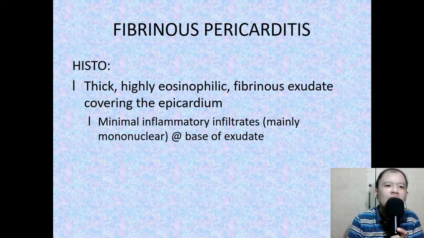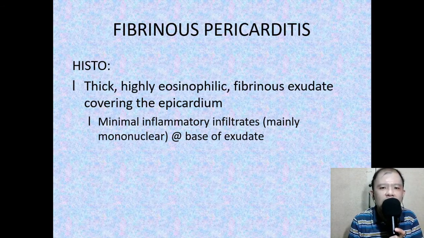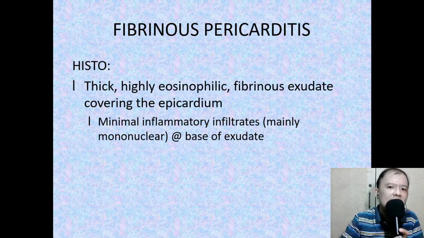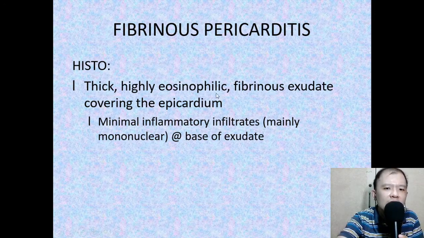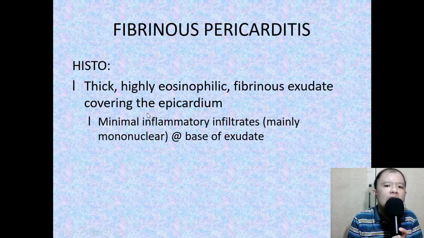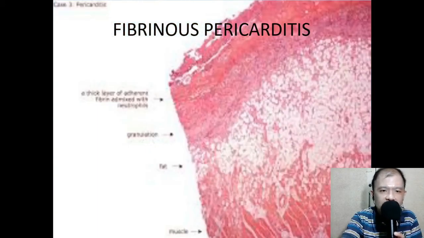Take note. Histologically, the heart is covered with a thick, highly eosinophilic, meaning pink, fibrinous exudate covering the epicardium. Okay, it's not the eosinophil, it's the uptake of the stain. And the infiltrates that predominate here are mononuclear cells or monocytes at the base of the exudate.